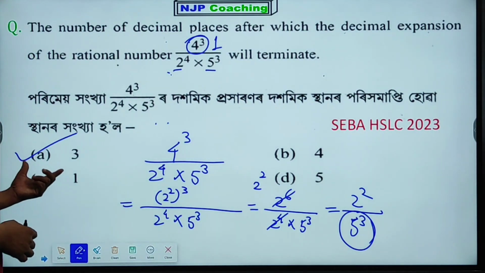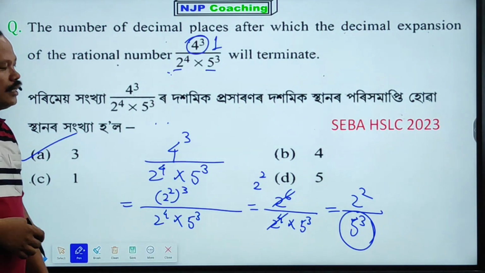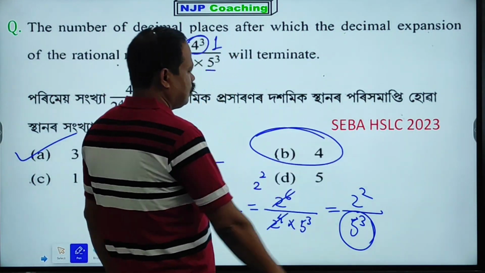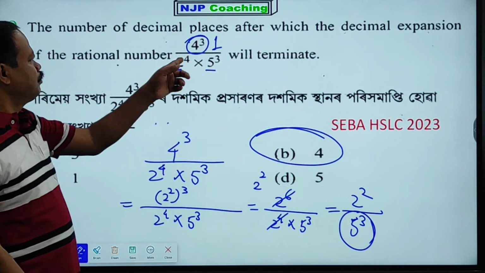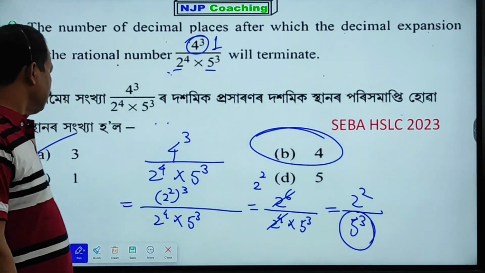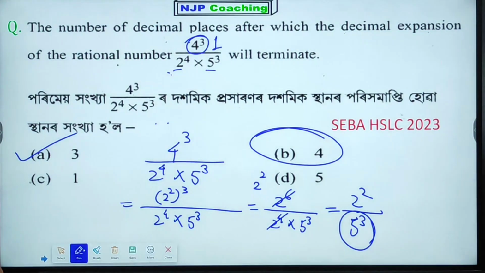So it will terminate after 3 decimal places. Maximum numbers of students wrote option B by observing this 4. But this is not the correct answer. Correct answer is option A, 3.